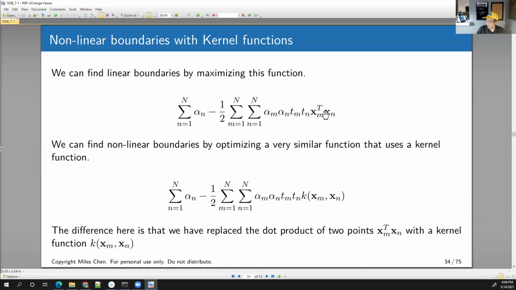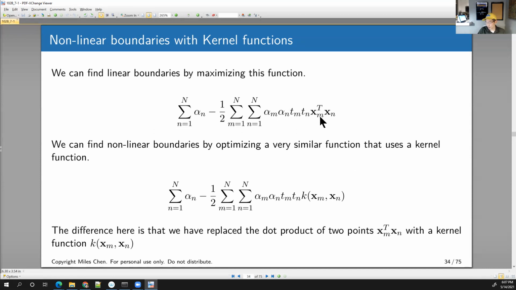is replace this cross product with something called a kernel function, okay? And basically the kernel function is another form of a cross product, but we apply some kind of transformation to it, okay? And this sounds all very confusing, but maybe with a little example, it will make a little bit more sense, right?